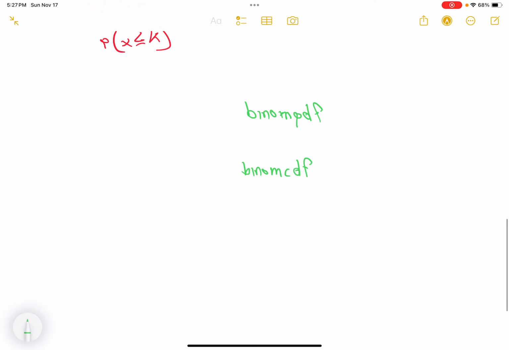Here's how I remember the difference between these. Binomial PDF, the P stands for probability. I like to remember it as a point because it looks for the specific point. What are the odds? Probability that X equals a particular point K. That's Binomial PDF. Binomial CDF, the C stands for cumulative.